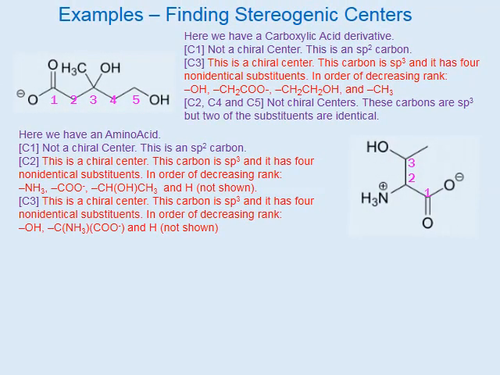Here we have an amino acid. Carbon number 1 is not chiral, because it is an sp2 carbon. Carbon number 2 is chiral. This carbon is sp3 and it has 4 non-identical substituents, listed here in order of decreasing rank. Carbon number 3 is chiral. This carbon is sp3 and it has 4 non-identical substituents, listed here in order of decreasing rank.